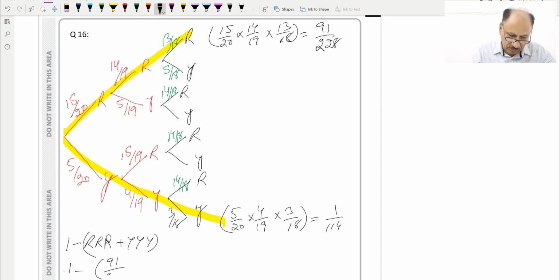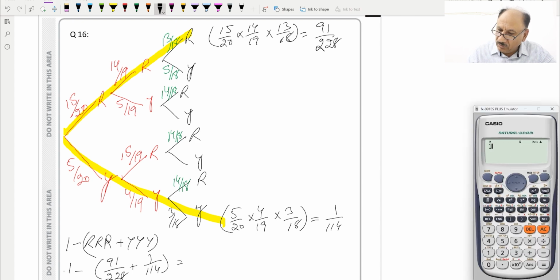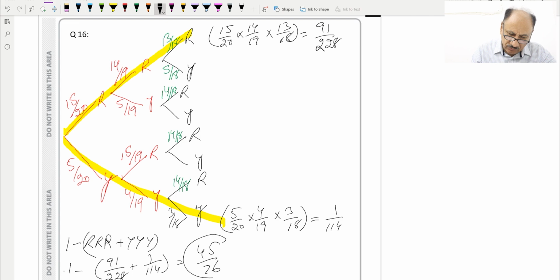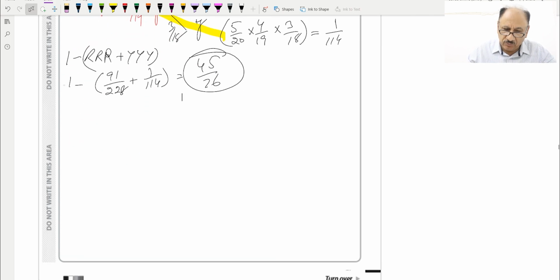We replace these here. So 91 over 228 plus 1 over 114, and the answer will be 1 minus, in brackets, 91 over 228 plus 1 over 114, which is equal to 45 over 76. If we missed the bracket, it makes no difference. 45 over 76 is the probability, and this is the 4-mark question which we have done.